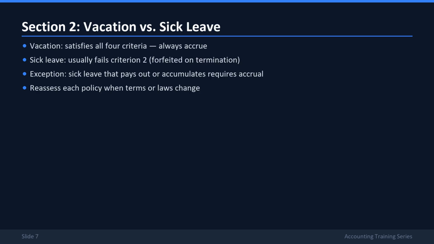The practical application of the 4 criteria in Section 2 showed that vacation almost always satisfies all 4 criteria and therefore always requires accrual. Sick leave, however, usually fails criterion 2 because most sick leave policies do not vest and are forfeited when employment ends. The exception is when a company's policy or applicable state law requires unused sick leave to be paid out on termination or to accumulate indefinitely. When that is the case, all 4 criteria are met and accrual becomes mandatory.